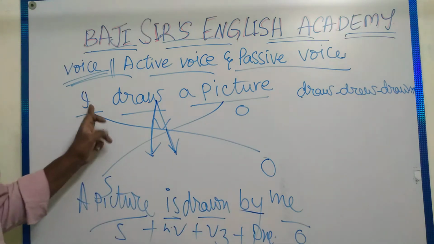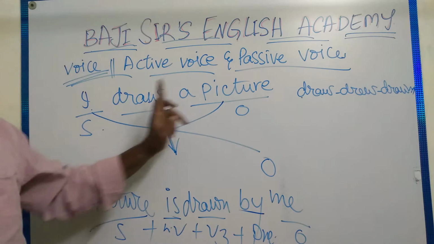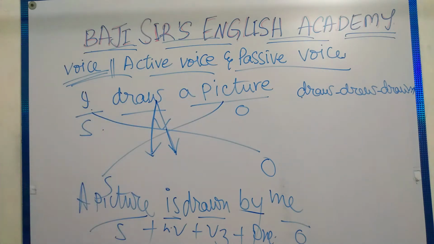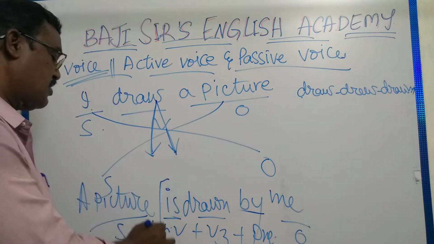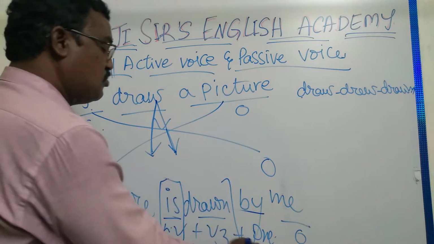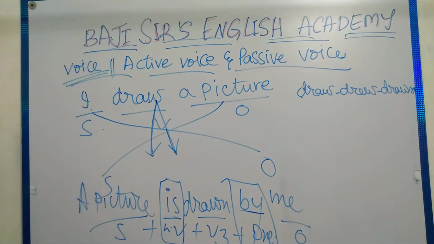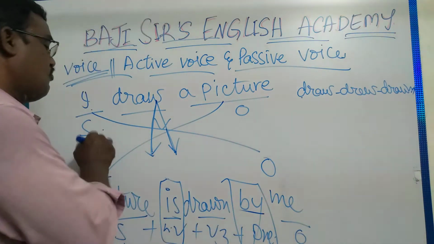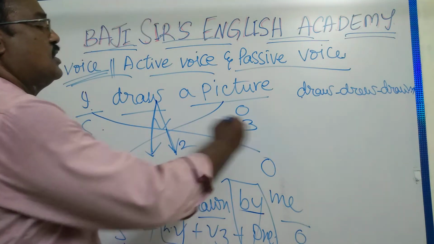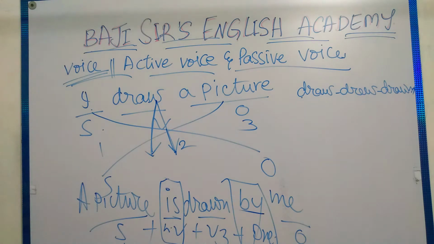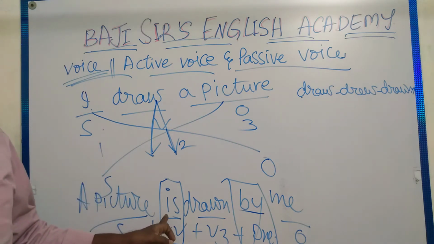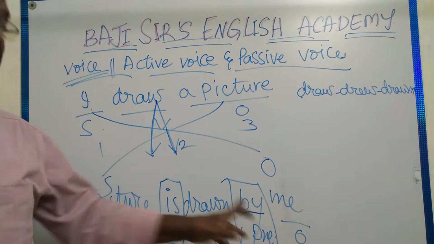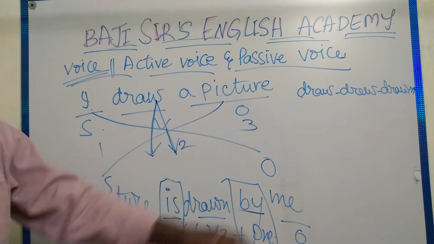Here how many are there? 1, 2, 3: subject, verb, object. Here we added two extra, one is a helping verb and the other is by. That's why they became 1, 2, 3, 4, 5. Here 1, verb 2, a picture 3. So we added the B form is and the preposition by. That's why 3 words became 5 words.